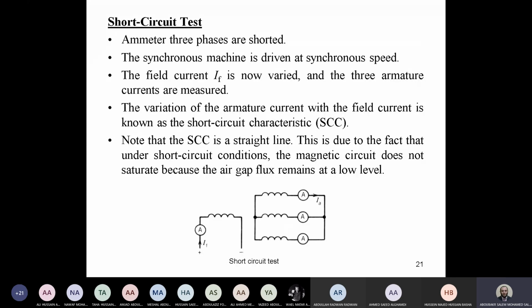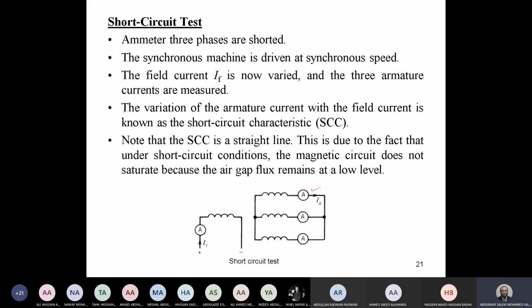In this test, we start the field current from 0 and increase it and monitor the value of the armature current. However, you have to take care about the rated value of current. You shouldn't increase the field current when the armature current reaches the rated value. Otherwise, you may damage the machine windings. So this is called the short circuit characteristic or short circuit test.